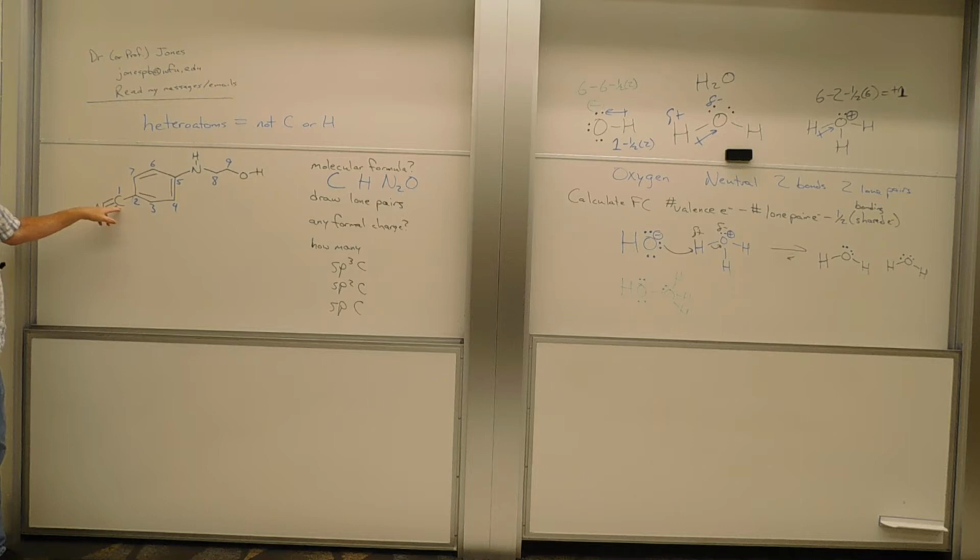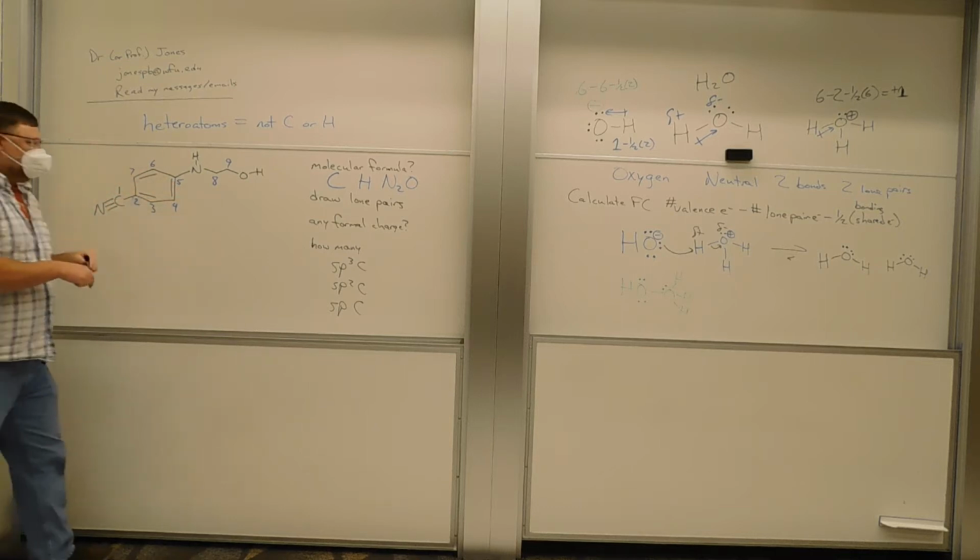Okay, so the carbon I've drawn there is 1. This intersection is 2. This one 3, 4, 5, 6. So 9 carbons.